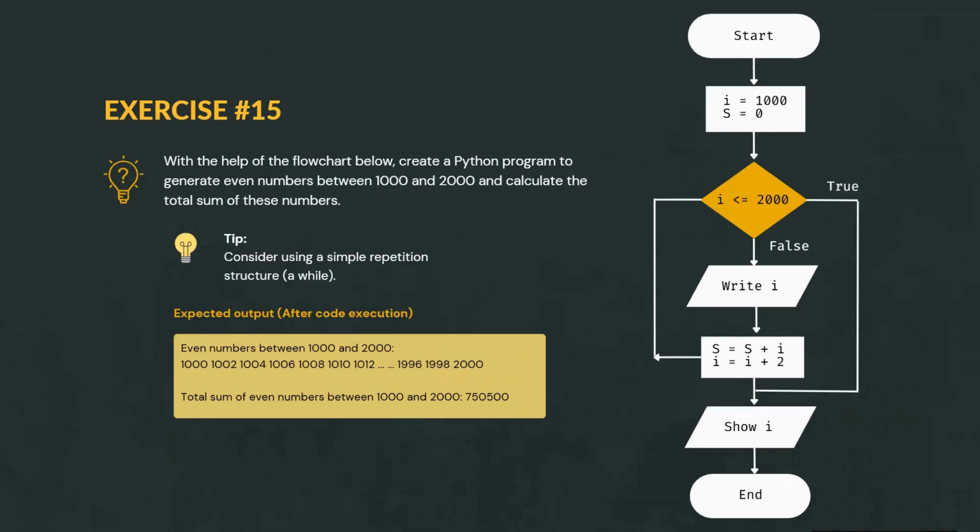Today we are going to write a really interesting program. We will generate all even numbers between 1000 and 2000 and also calculate their total sum. Sounds cool, right? Let's break it down step by step, so even if you're brand new, you'll get it clearly.